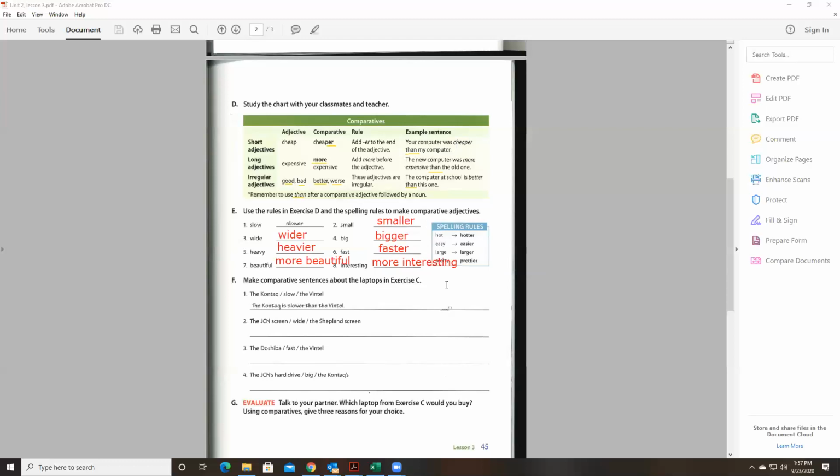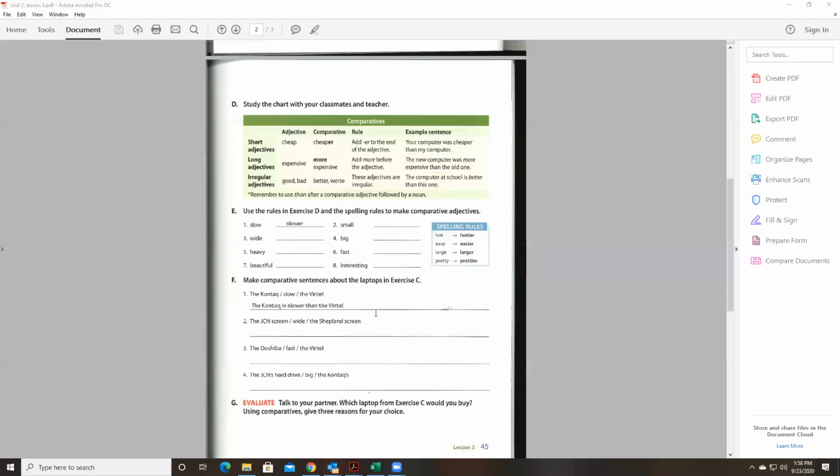Now let's look at F. It says, make comparative sentences about the laptops in exercise C. Okay, remember you are comparing them. Compare. So for example, you have the Comtech is slower than the Vento.